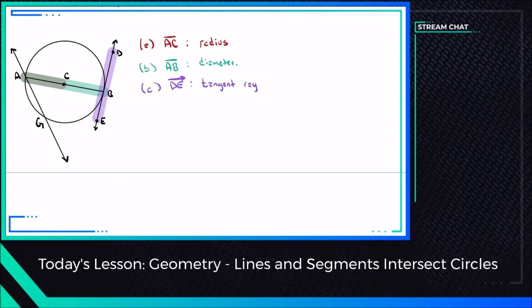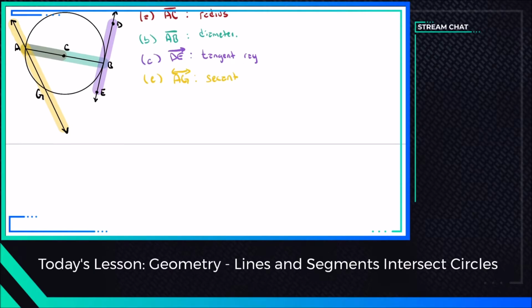And then finally, we're going to look at line AG. So we're going to find where A is, go out to G. It's a line, so we're going to go off indefinitely on both sides. It intersects the circle at 2 points, and exactly 2 points, so that is called a secant.